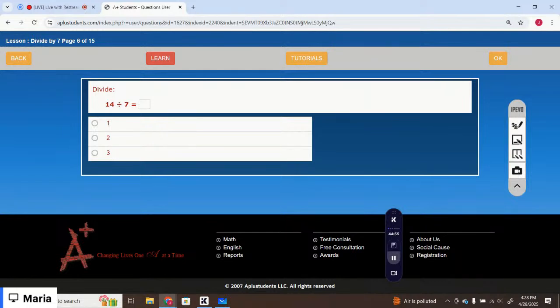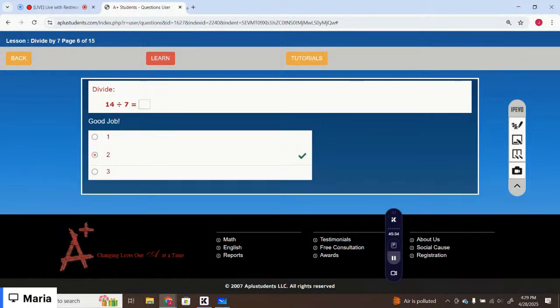Fourteen divided by 7. Fourteen divided by 7 is 2. The correct option is 2.